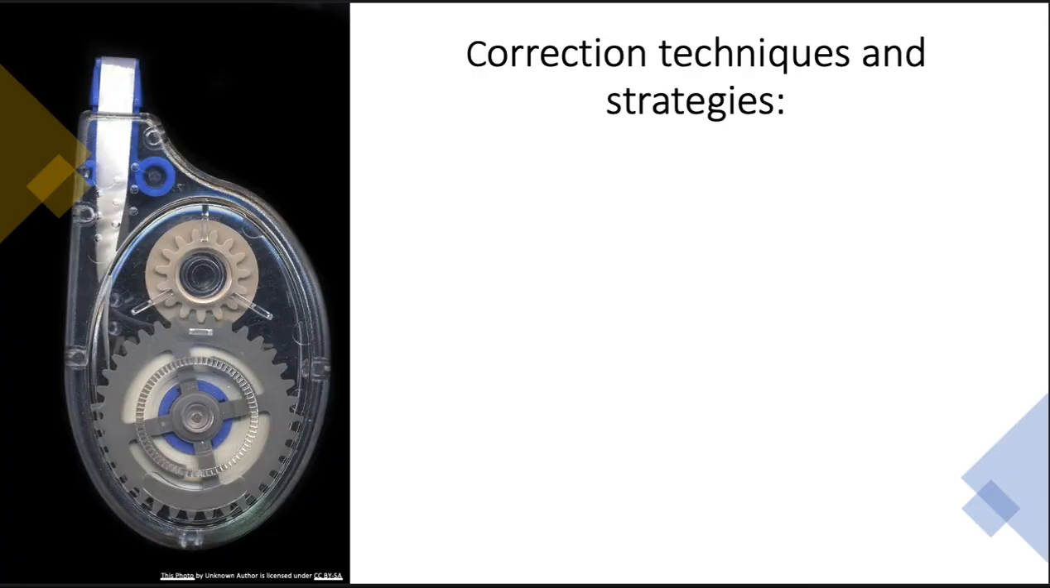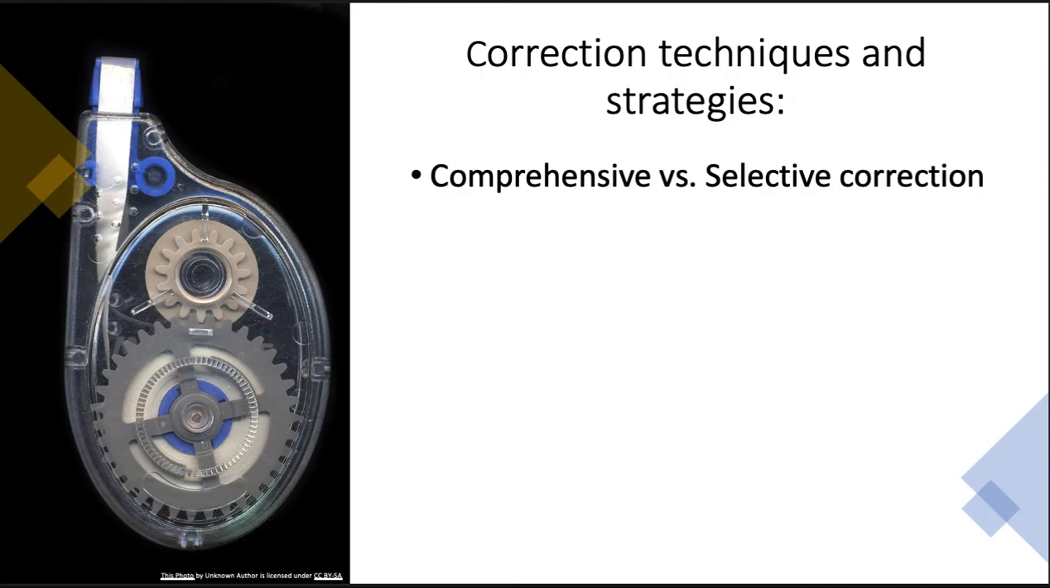All right, we're going to use the text you just looked at to learn about a few different correction techniques and methods. The first we'll look at is comprehensive versus selective correction. Then we'll look at how to correct directly or indirectly.